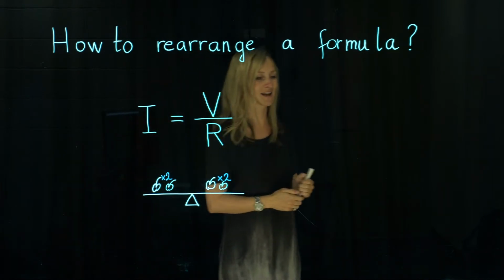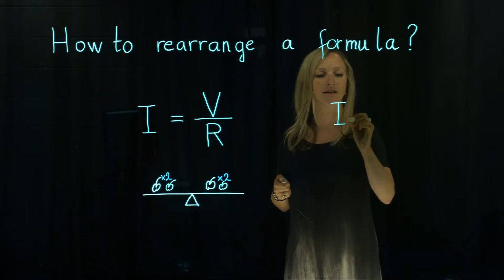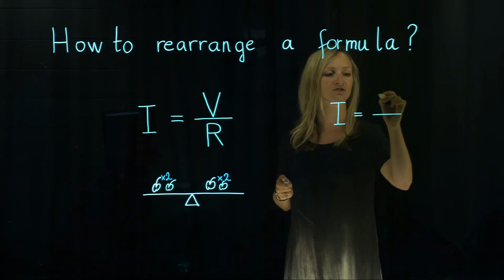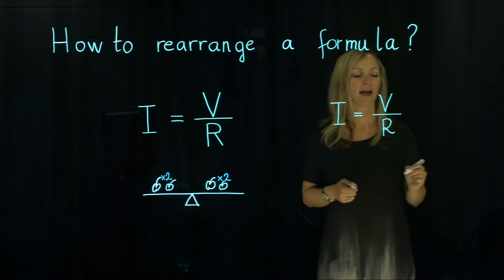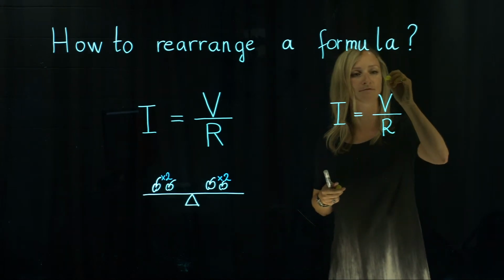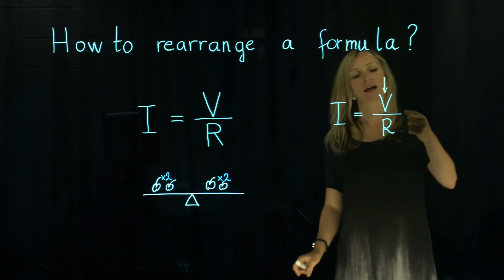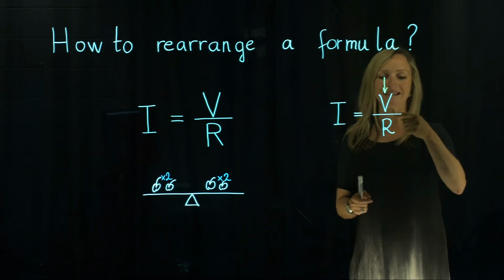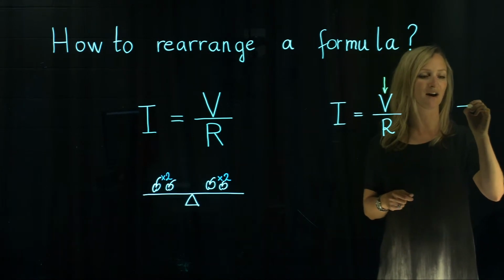So let's do exactly the same thing in our question. Current equals voltage divided by resistance. We would like to find the voltage by itself, so we rearrange the formula for voltage. Our voltage is divided by R.